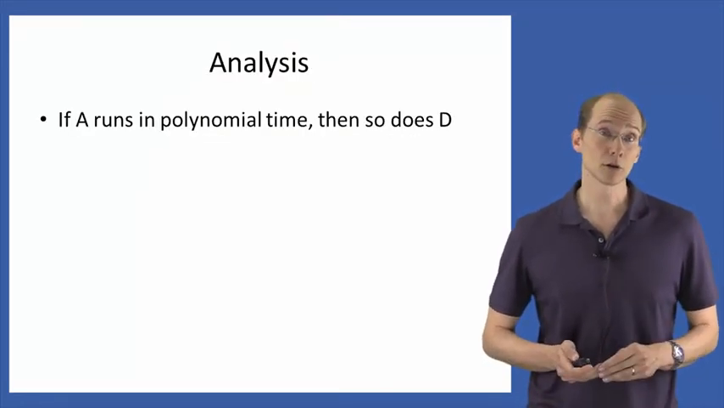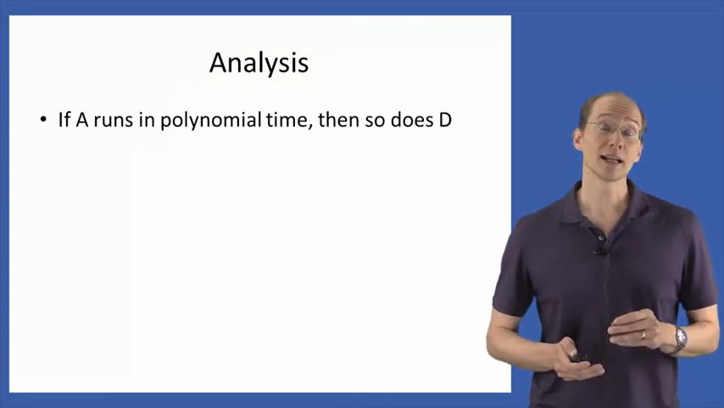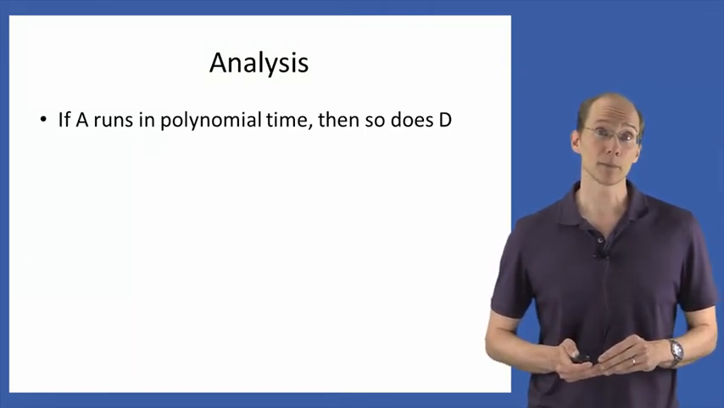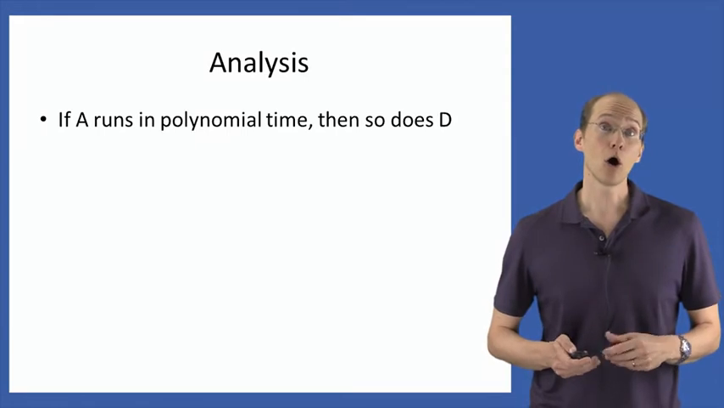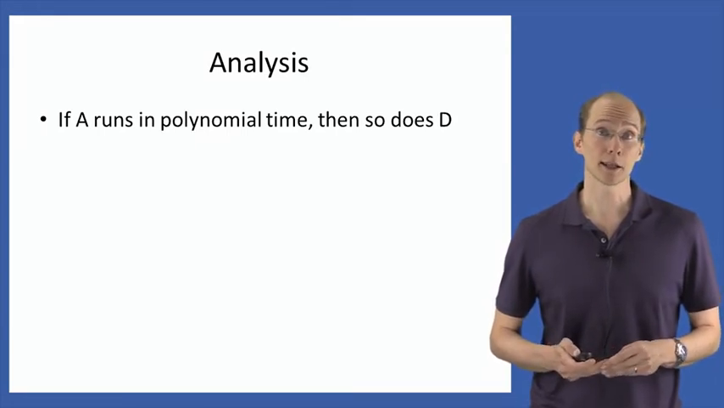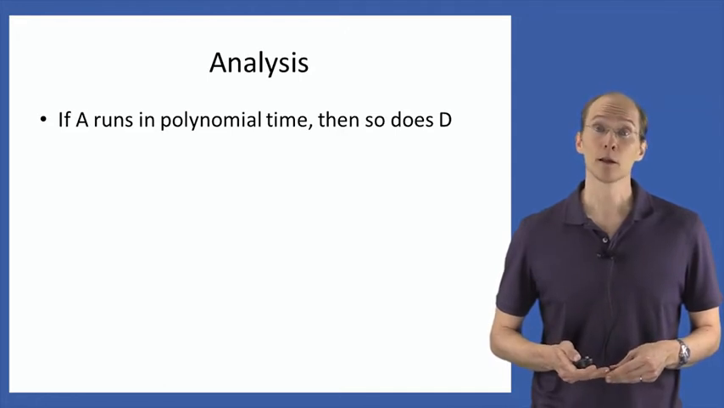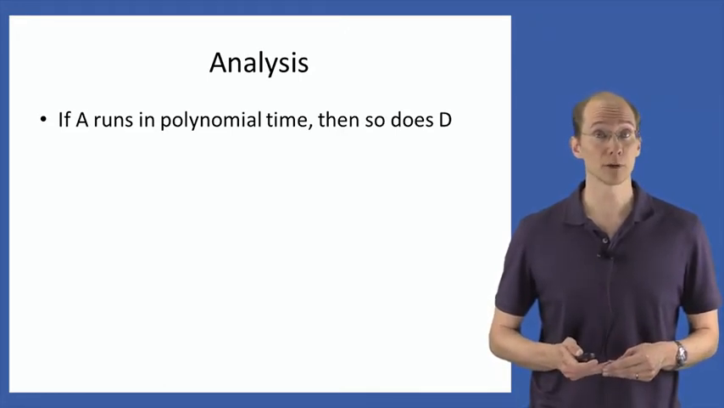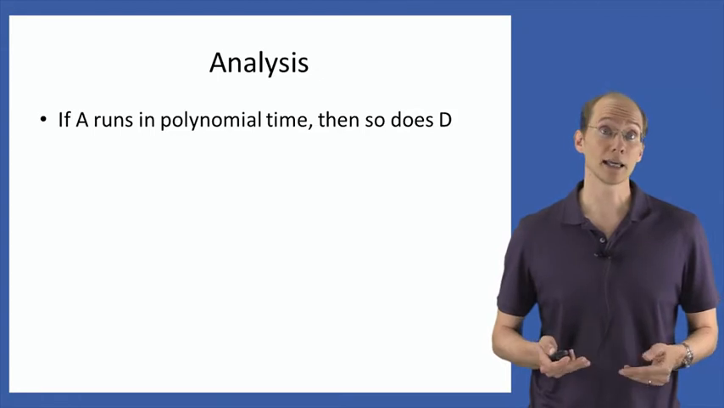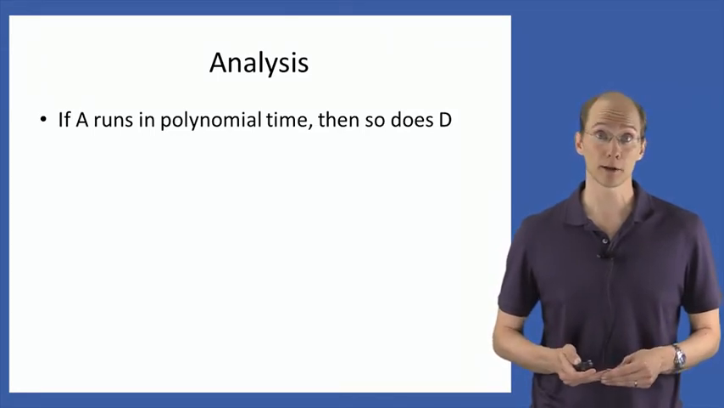The first thing to check is that, given that A runs in polynomial time, so does D. All D is doing is running A once as a subroutine, and then doing some very minimal processing on top of that. So if A indeed runs in polynomial time, then so does D, i.e. if A is efficient, then D is also.